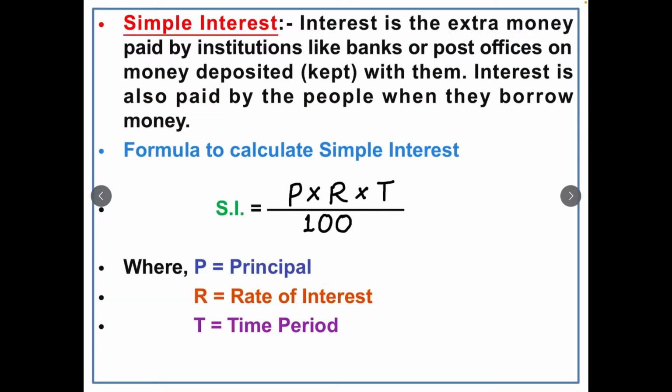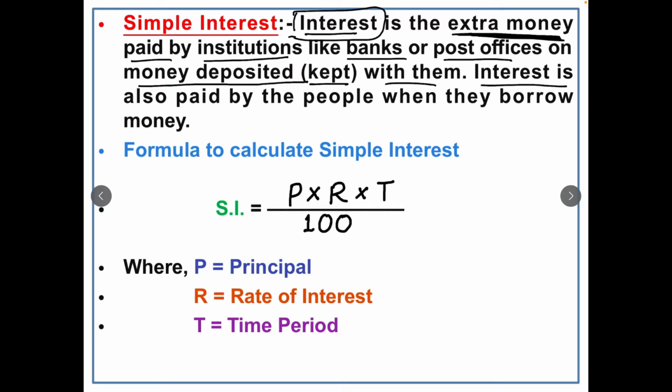Before coming to the compound interest formula, let's first recall the simple interest that you have already studied in class 7. Simple interest is the extra money paid by an institution like a bank or post office on money deposited or kept with them. Whenever a person deposits some amount of money in a bank or post office, after a particular period the bank or post office pays them some extra amount in addition to their original amount. That extra money is called the interest.